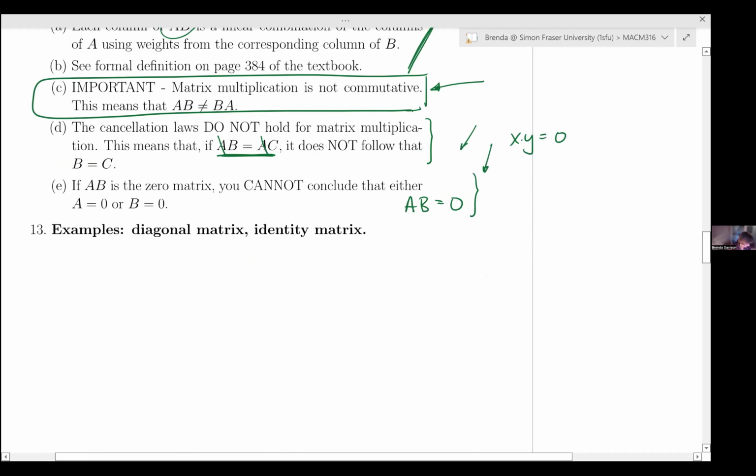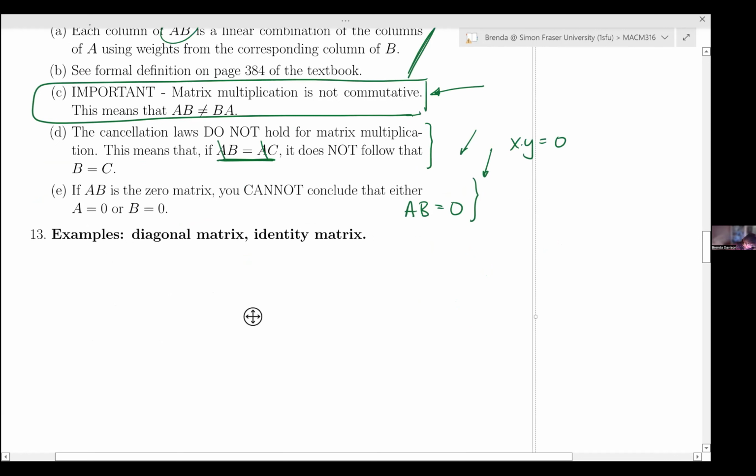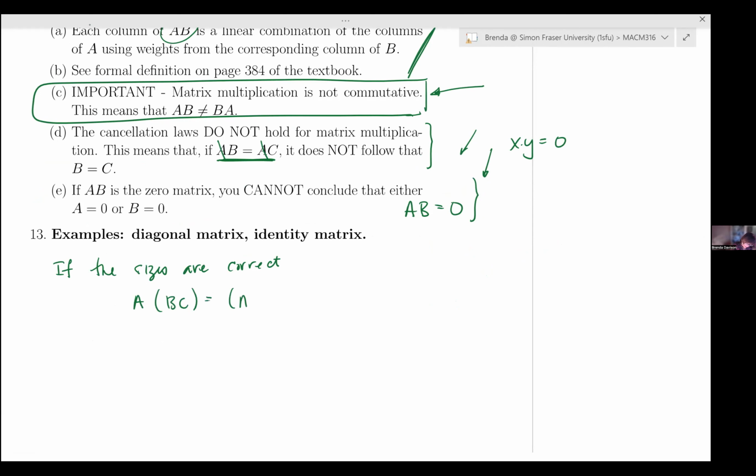There are a few other things we want to say here. If the sizes are correct, okay, because we can't multiply matrices where the sizes don't match up properly. But if the sizes are correct, then the following applies. A times BC is equal to AB times C. That multiplication is associative. That is one. Matrix A times the sum of matrices B and D is AB plus AD. That is a distribution.